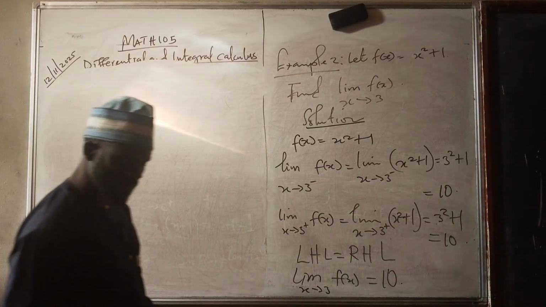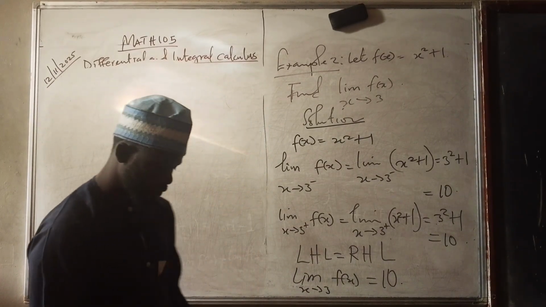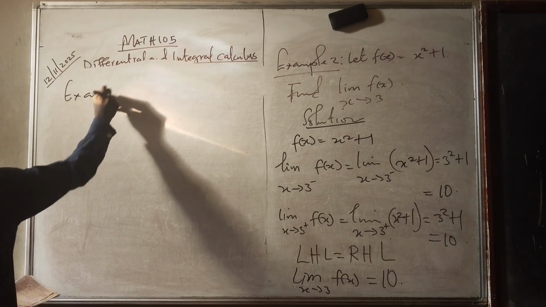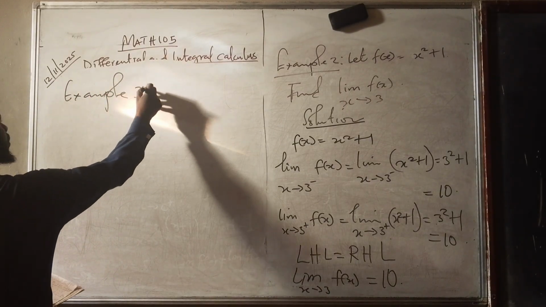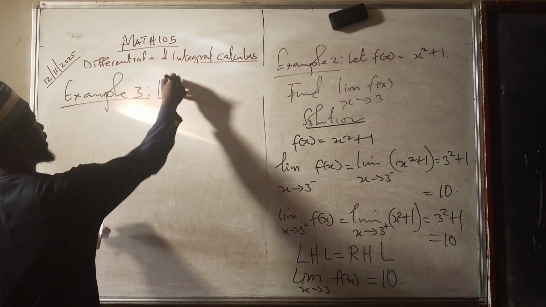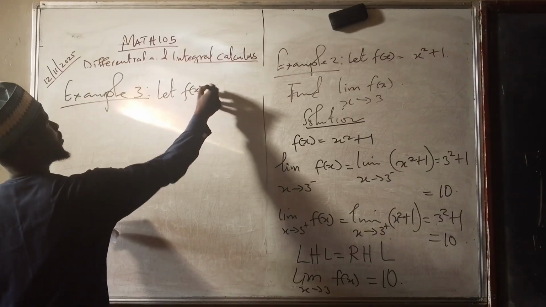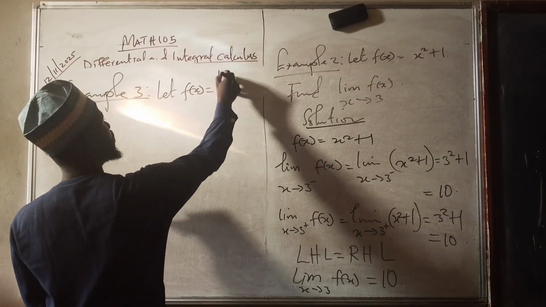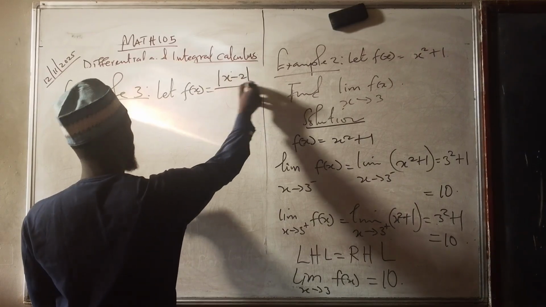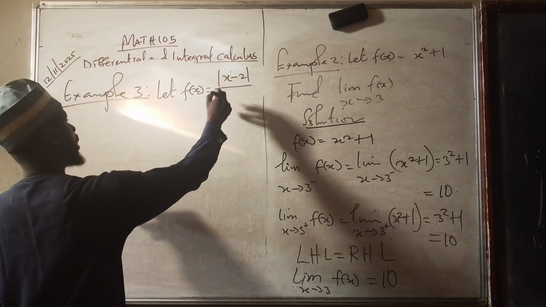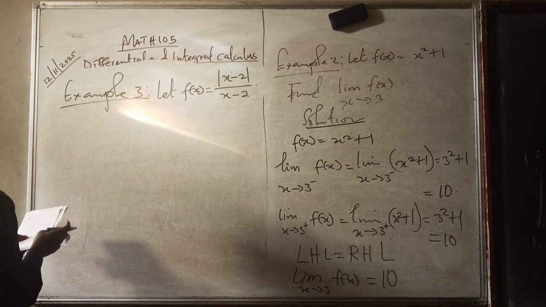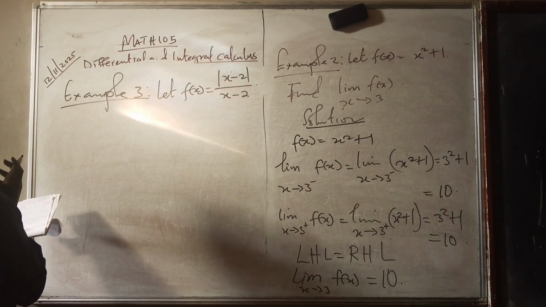So let's look at another interesting example. Example 3, under existence of limit. Let f of x be equal to the absolute value of x minus 2 over x minus 2. Find the limit.